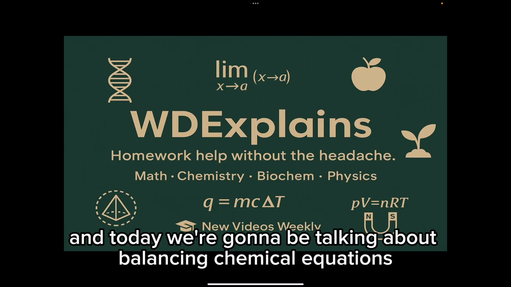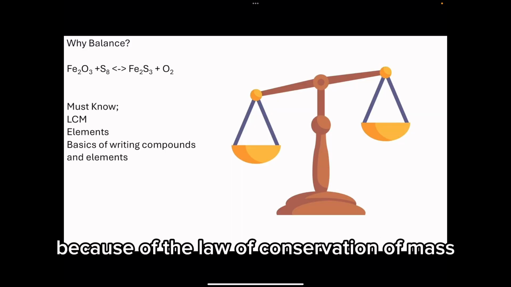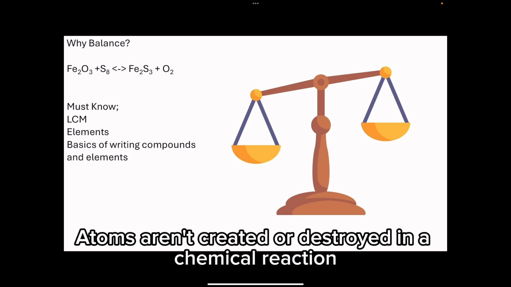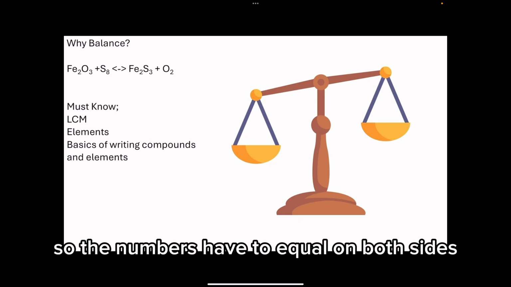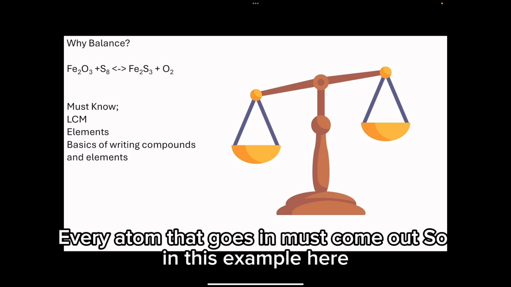I'm Wilson, and today we're going to be talking about balancing chemical equations. So, why do we balance? Well, because of the law of conservation of mass. Atoms aren't created or destroyed in a chemical reaction, so the numbers have to equal on both sides, so we're not creating or destroying atoms. Every atom that goes in must come out.